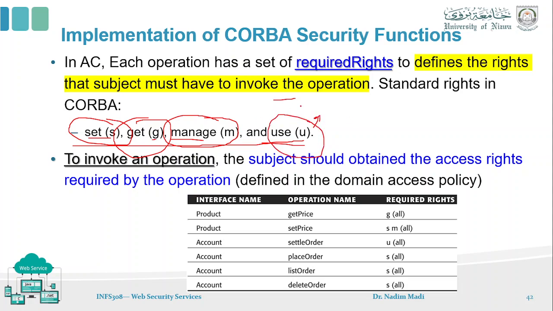So activate the permission, I mean activate permitting or activate the denying request. Okay. So to invoke an operation, as you can read here, the subject should obtain the access right. طبعا هو اللي هاي بنسميها access rights.